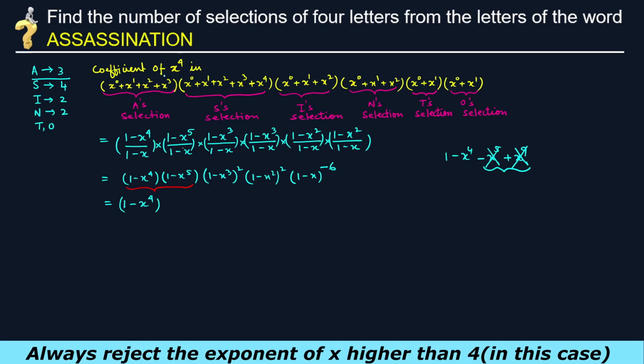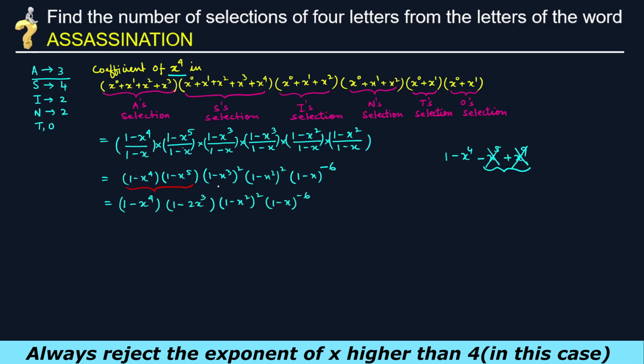Because I have to find out the coefficient of x to the power 4. What will I do with x to the power 5 or x to the power 9? So that is why I have not multiplied those terms in the final result. Okay, so the next thing is there.